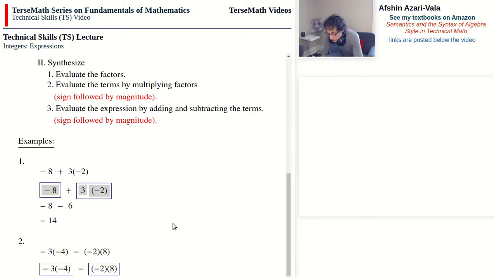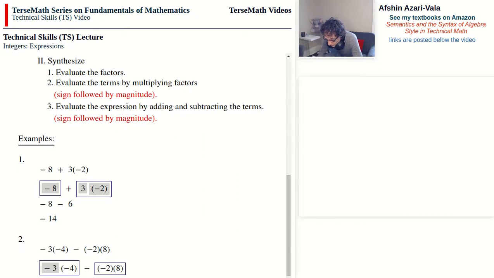Term number 1 is -3 times -4. Term number 2 is -2 times 8. Now again, I'm going to show you the factors. The first factor is -3, and the second factor is 4. So term number 1 has two factors. Now in term number 2, we also have two factors. The first one is -2, and the second one is 8. And there you have the terms and the factors for this expression.